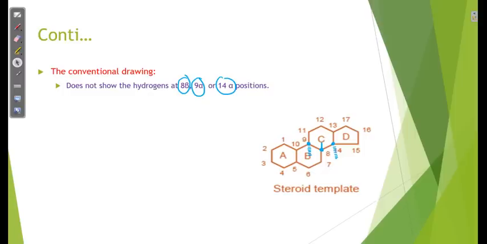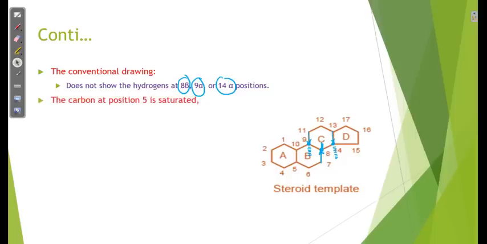So in your steroidal compound, if the 9th position is alpha, no need to indicate. If the 14th position is alpha, there is no need to indicate. If the 8th position is beta, no need to indicate. I hope you understand that. From here I move in this direction, from here in this direction, from here in this. The direction itself should indicate that in the case of 9 and 14 they go below the plane, and in the case of 8 it goes above the plane.